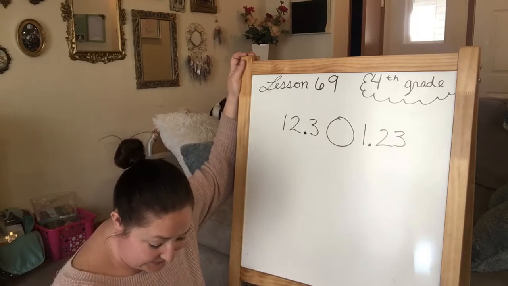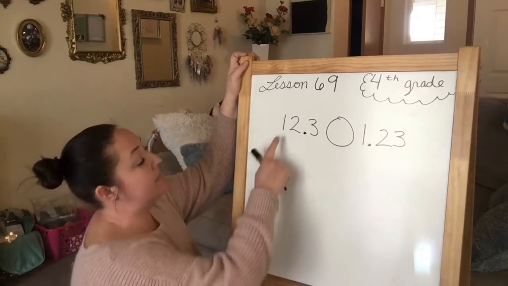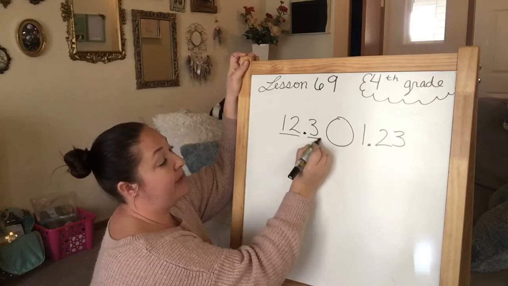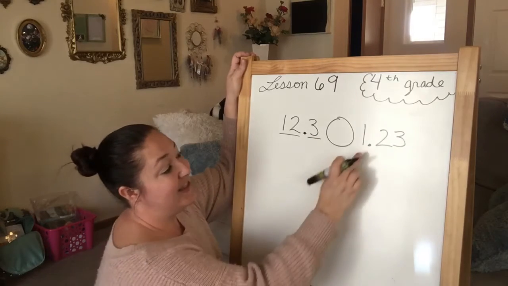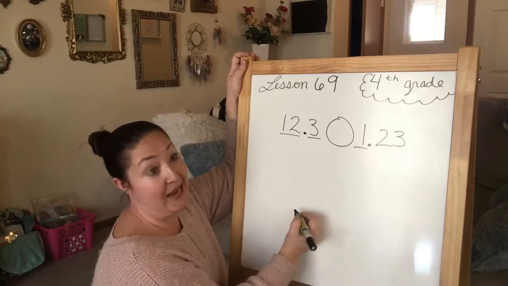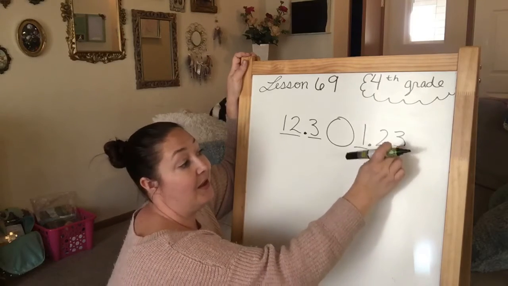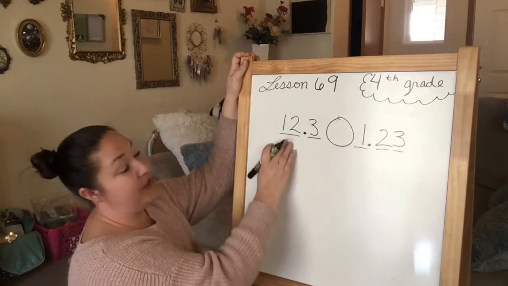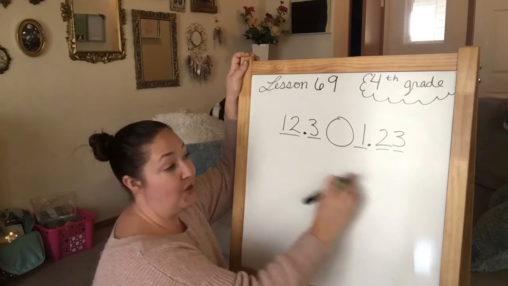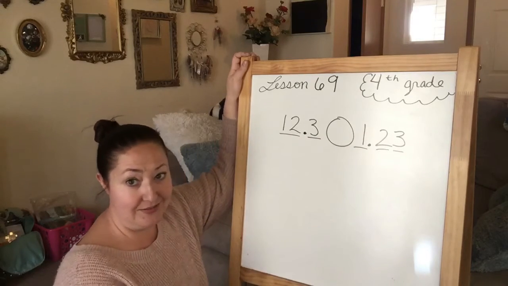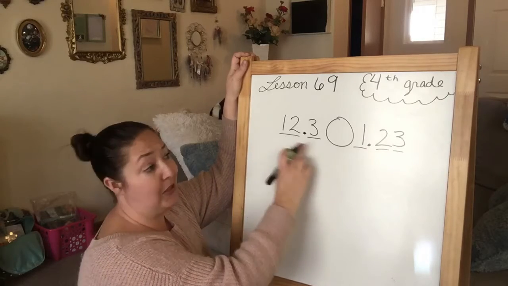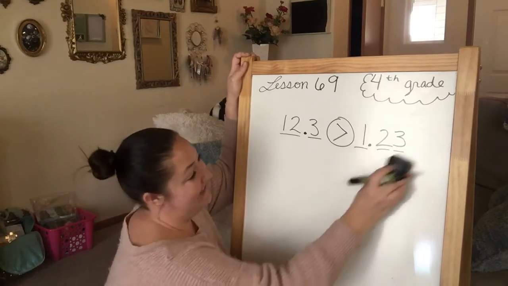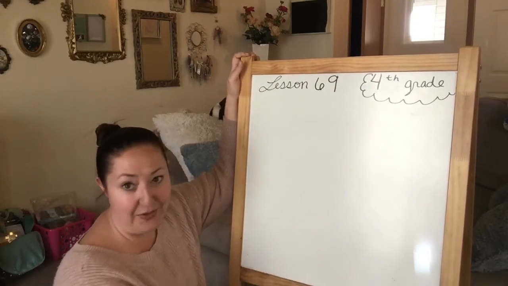So if we were to split this up into place value, this would be 12 and 3/10. This would be 1 and 23 hundredths, right? Because that's the tenths place, that's the hundredths place. So what do you think is greater, 12 and 3/10 or 1 and 23 hundredths? Well, I'm thinking 12 is a lot bigger than 1. Did you guys get the same answer? Okay, so we just look at the place value and that will help us out.